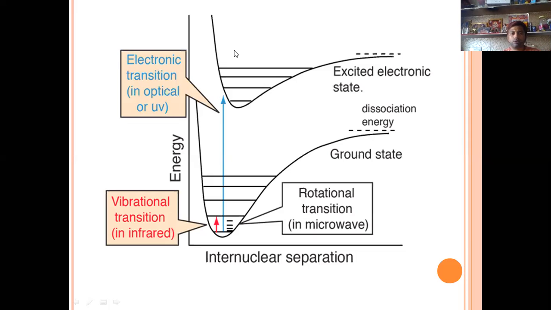You can see here, these are vibrational changes, and in between them we have rotational levels, changes in rotational levels, rotational energy, rotational states. So vibrational as well as rotational states change.